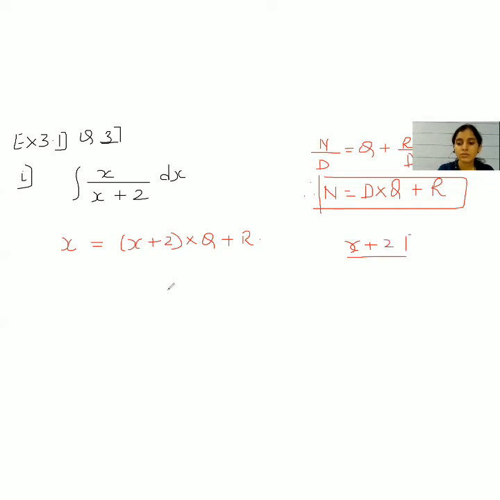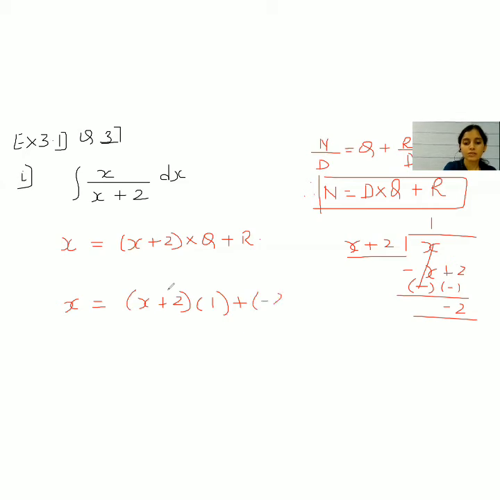Okay, so long division, how do we do this? So we have x over here, so we're going to write 1. 1 into x plus 2 is x plus 2. We'll do subtraction, so this will be minus, this will be minus, x minus x cancels and so we're left with minus 2. So x is equal to x plus 2 into quotient, that is 1, plus remainder, that is minus 2. That is x plus 2 minus 2.